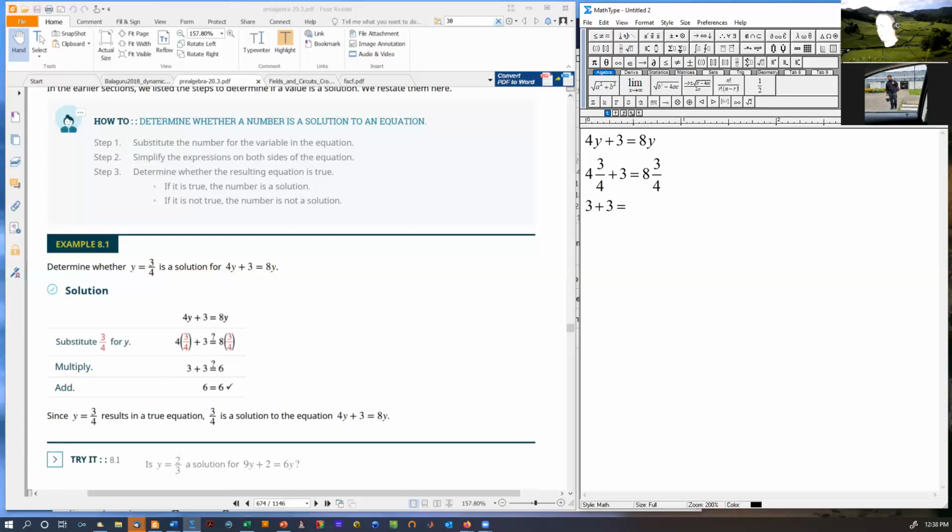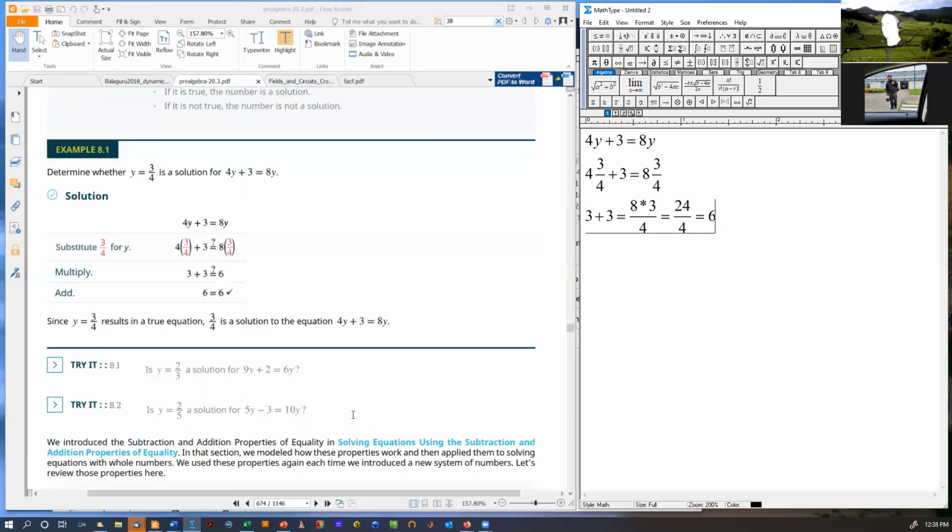And that's going to be equal to 8 times 3 in the numerator divided by 4, which is 24 divided by 4. Well, 24 divided by 4 is equal to 6. Does 3 plus 3 equal 6? Yes. So 3/4 is a solution to this equation. And that's how you solve these problems if you're given a number and want to find out if it's a solution to an equation.